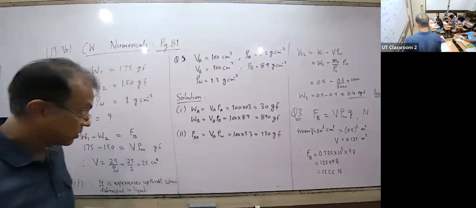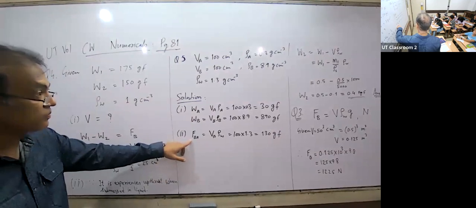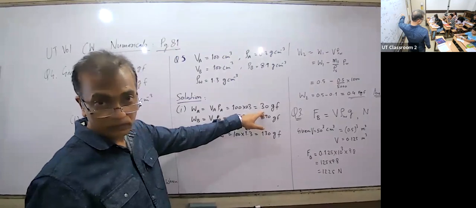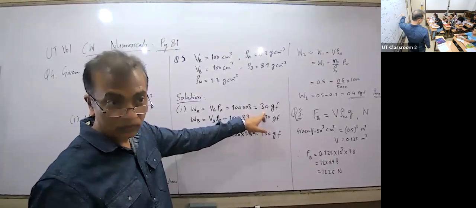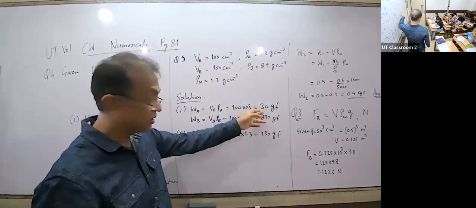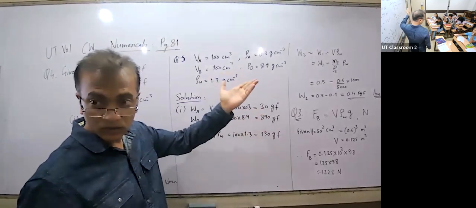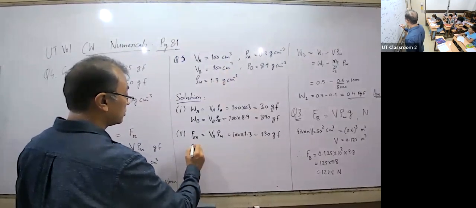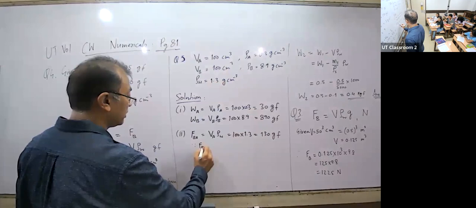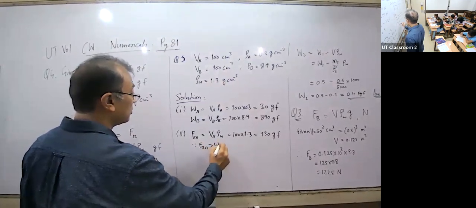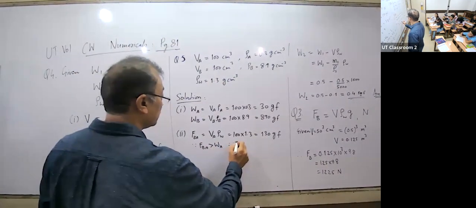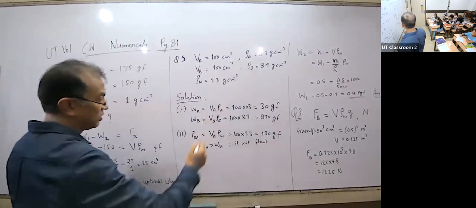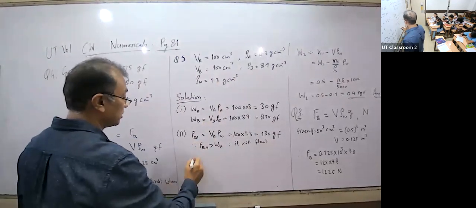So the upthrust on the first sphere is 130, which is greater than its weight. Obviously, it will float because upthrust is greater than the weight. So since FBA is greater than WA, therefore it will float. And just by looking at density also you can say that, but okay.